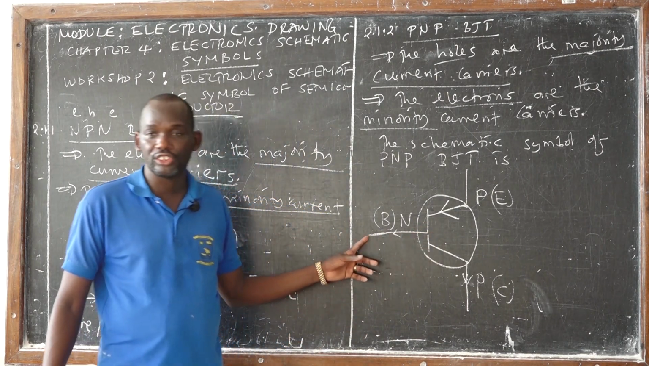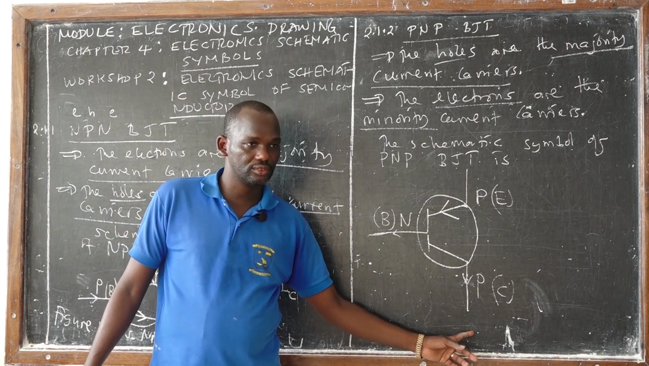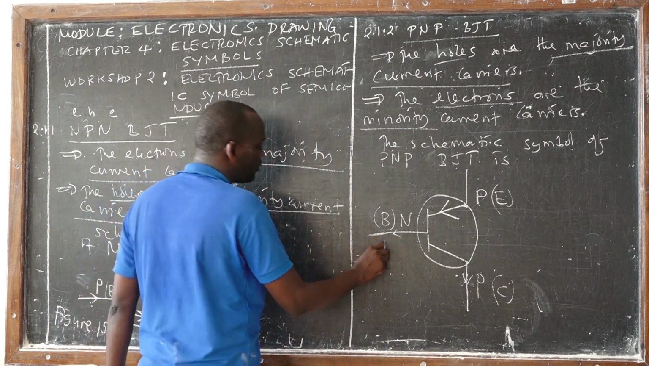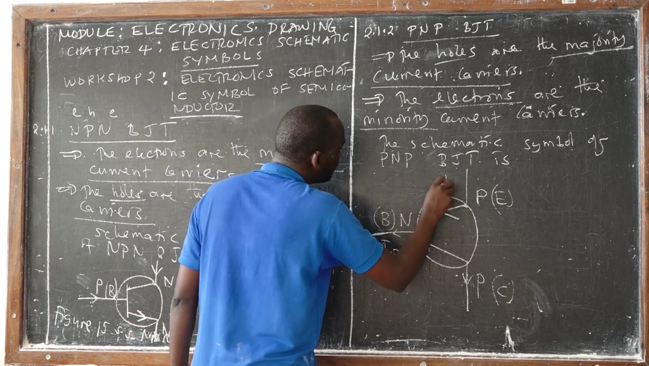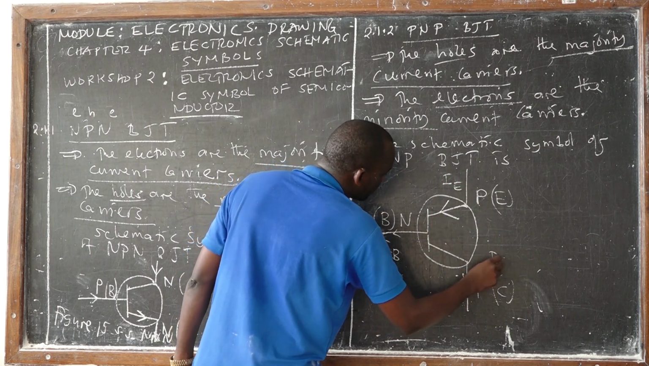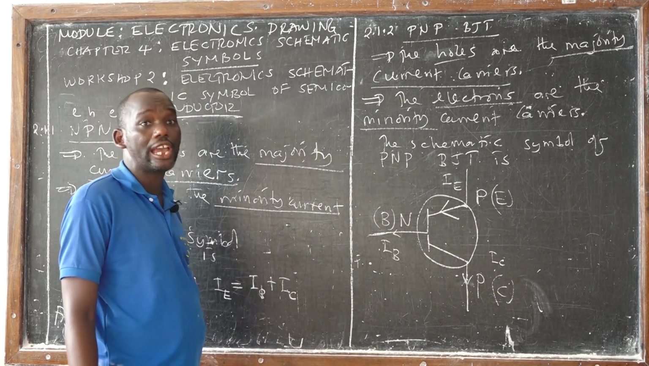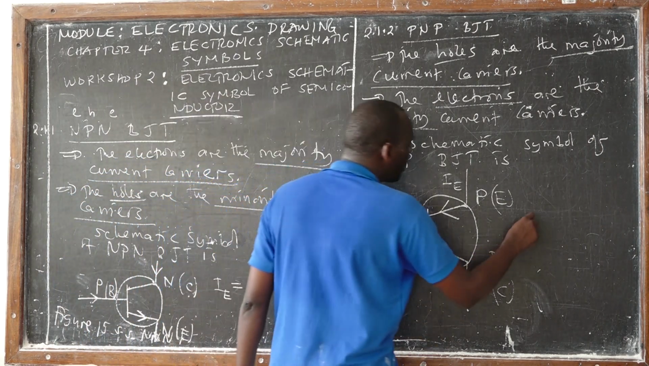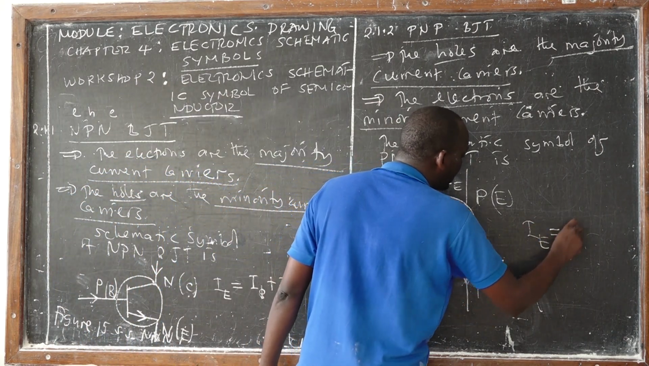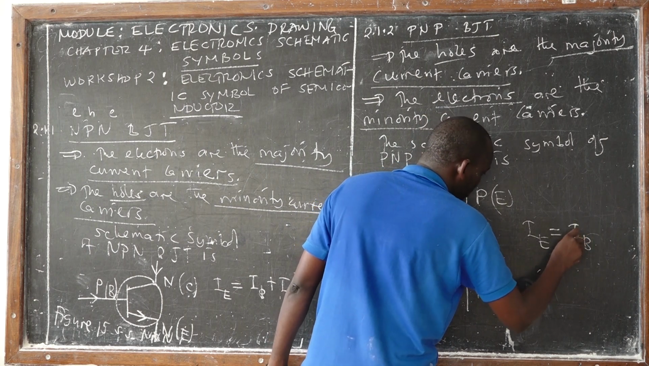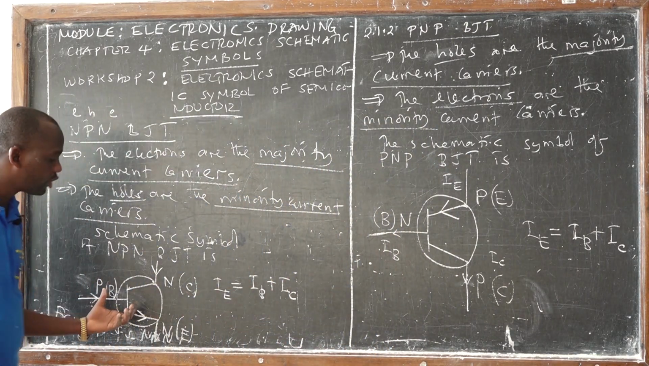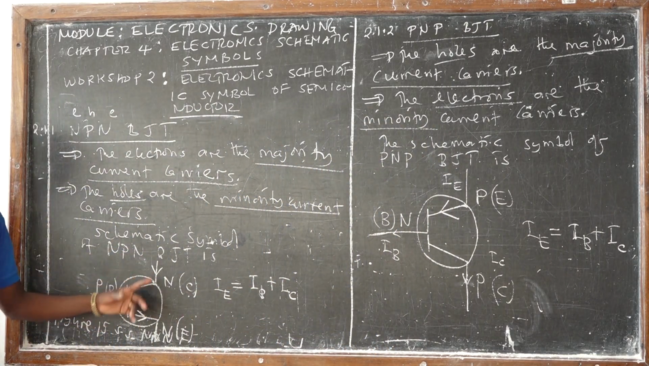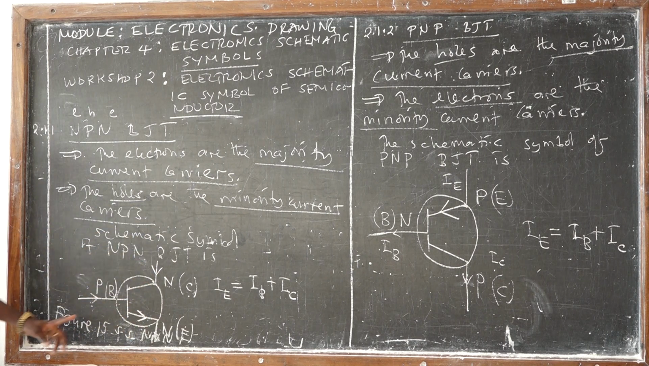Some of the current will flow in this direction, and some will flow in this direction. That's why we have base current, here we have emitter current, and here we have what? Collector current. So the mathematical equation of total current or emitter current still holds: base current plus collector current. The only difference is that in the case of the NPN transistor, currents enter through the collector and base, then leave the transistor through the emitter.